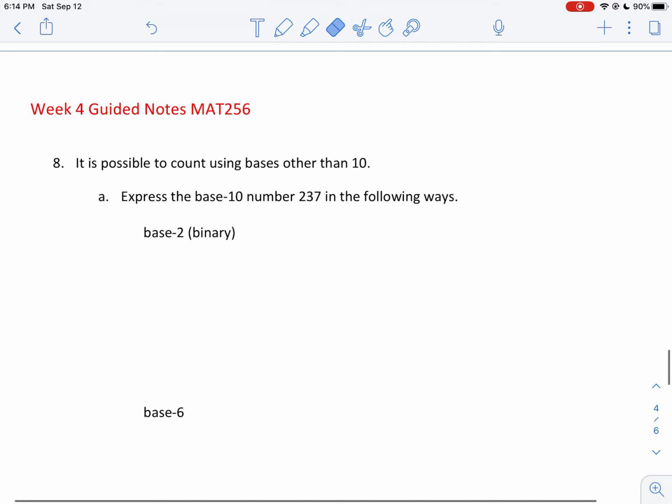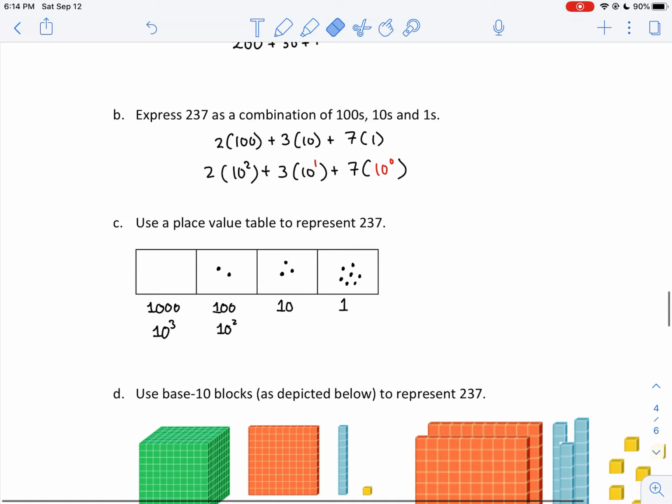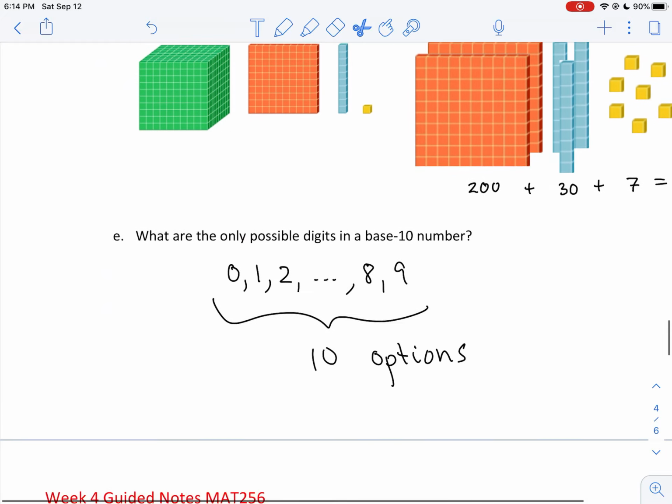Let's do the base 10 number 237, and we're going to actually write this in binary, a base 2 system. Now the base 2 system, what does this even mean? What I'm going to duplicate is this idea right here in this table, but we're going to have base 2, meaning that if there are ever 2 dots in one box, those 2 dots will combine and form a single dot into the box to the left of it.